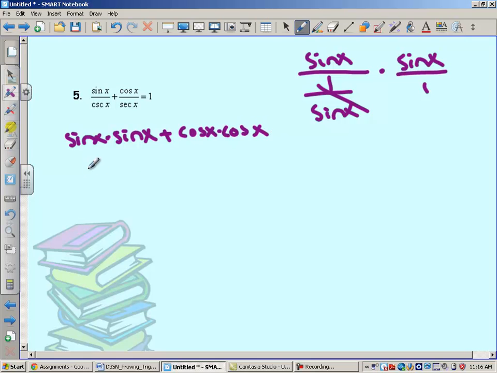And what do we have here? We have our basic, most important, Pythagorean identity. Sine squared plus cosine squared, and that equals 1.